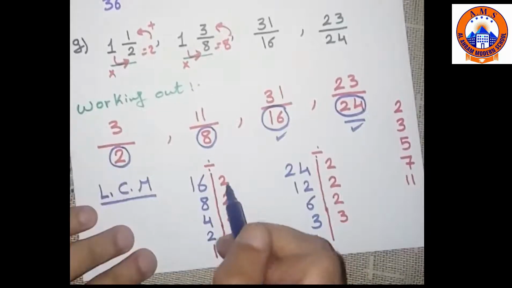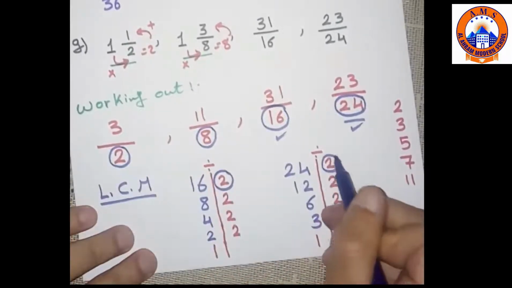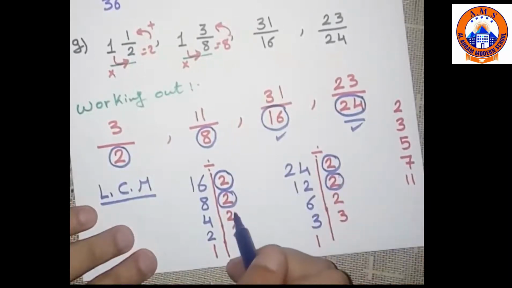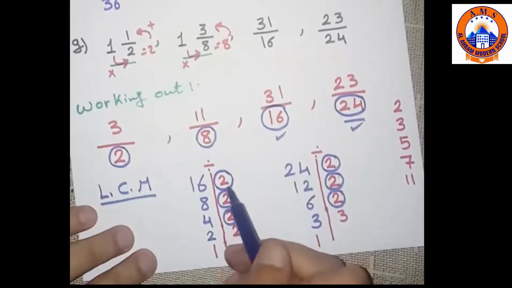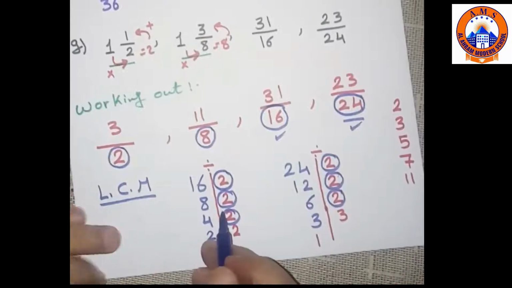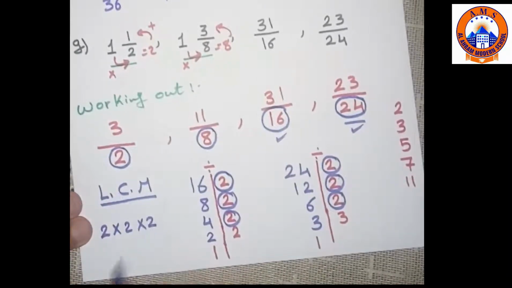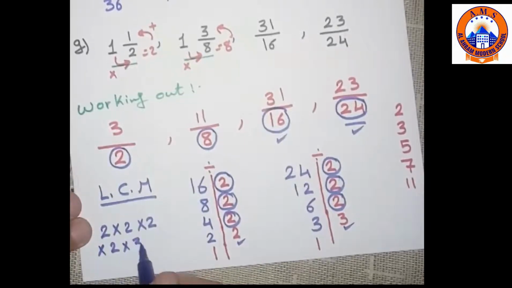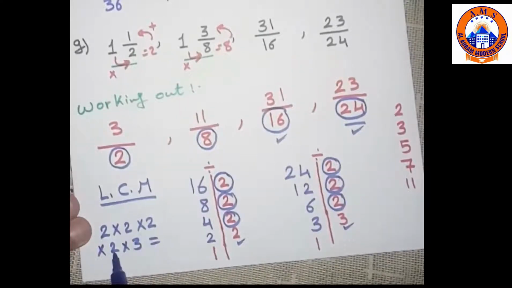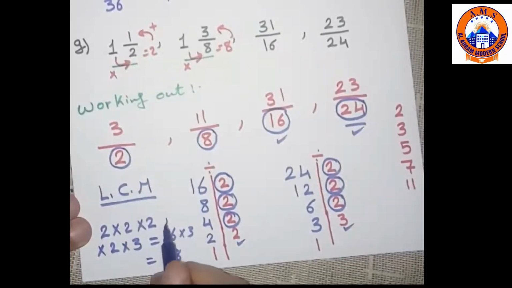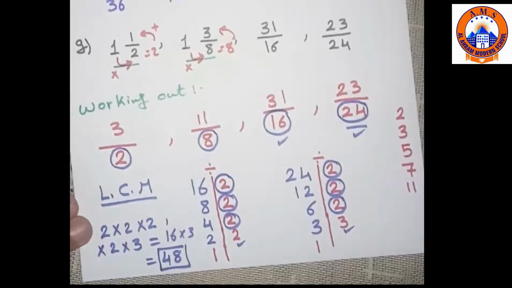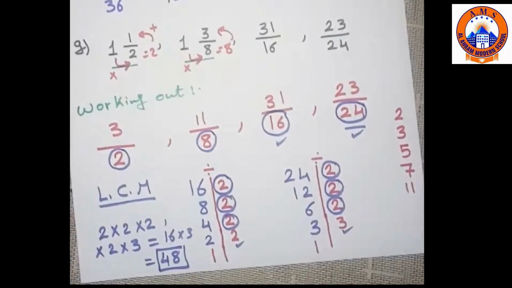Then for each number, I'm going to circle the common numbers. So we have 2 and 2 and another 2, so we have 2 by 2 by 2. Then this 2 and this 3 are not repeated, so we take them, 2 and 3, and find the result of this multiplication. 2 by 2 by 2 is 8. 8 by 2 is 16, and 16 multiplied by 3: 3 by 6 is 18, write 8 and carry 1. 3 by 1 is 3, and we have 1, so it's 48. This 48 will be the common denominator for all of these fractions.